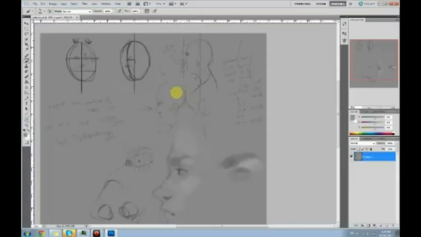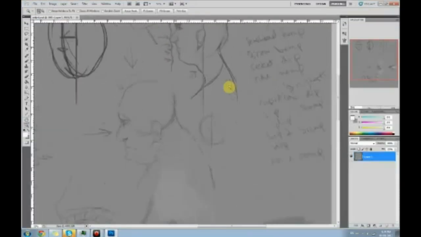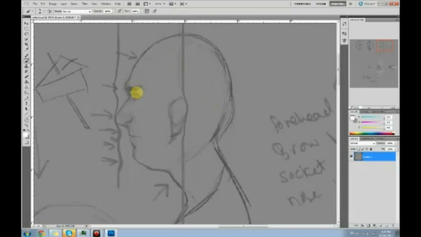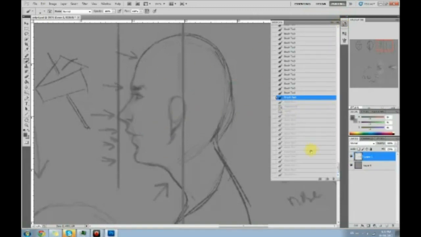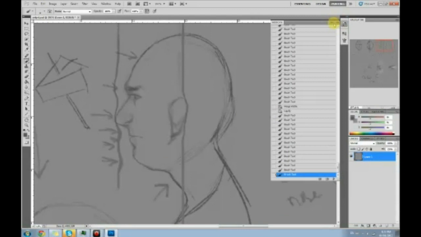And then for little details, you can add in a bag under his eye, and then a bag over his eye. Okay? So this is him when he's 16, and this is him when he's 60. The side view is very easy to work with.